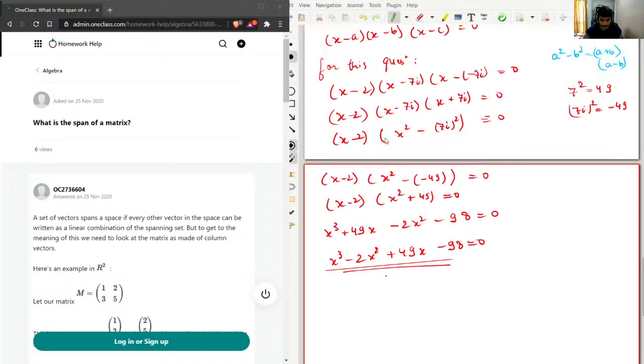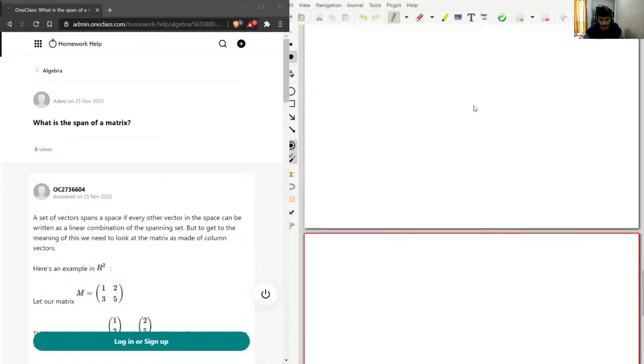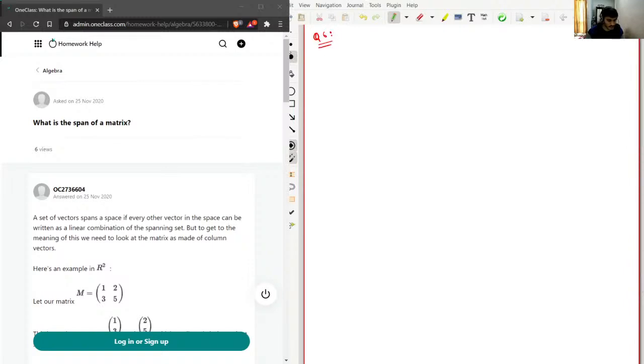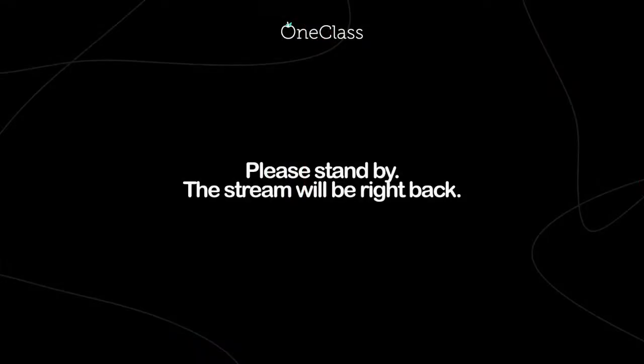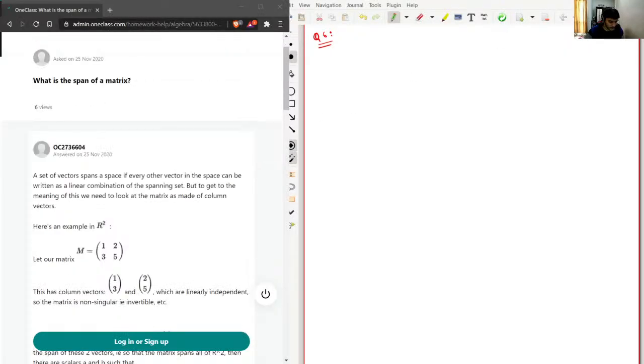So this was question 5, and this will be question 6. Question 6 is asking for what is the span of a matrix.